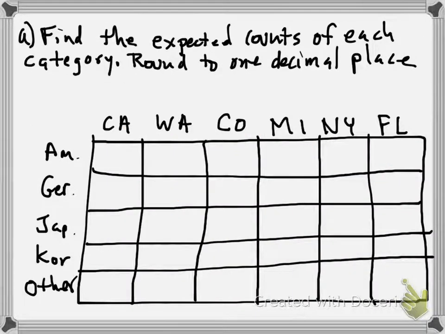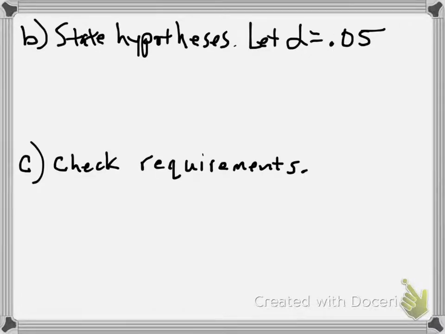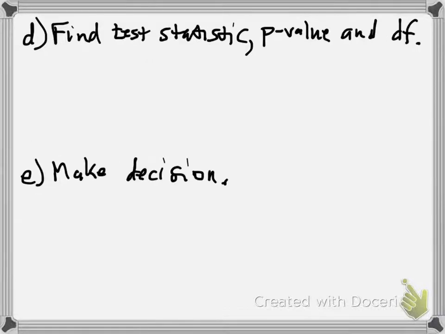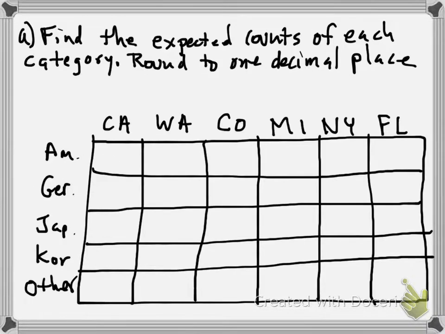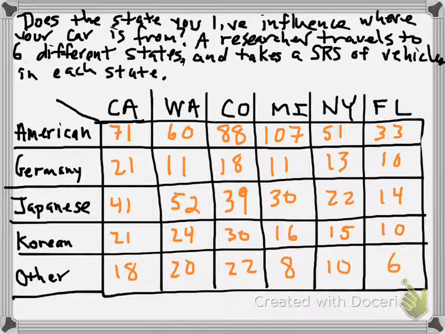So, finally, expected counts of each category. We'll round that to 1 decimal place. Hopefully my numbers will fit in there. The next part we will state the hypotheses. We'll let alpha be 0.05. We'll check the requirements. We'll find the test statistic, p-value, and degrees of freedom. I need my Oxford comma. There it is. And we will make the decision, and that's about all we'll do. But again, I really want to help you work through your calculator on this. So if you know what to do to start off with, hopefully you know what to do. And that is to get all of this numbers into a nice matrix.